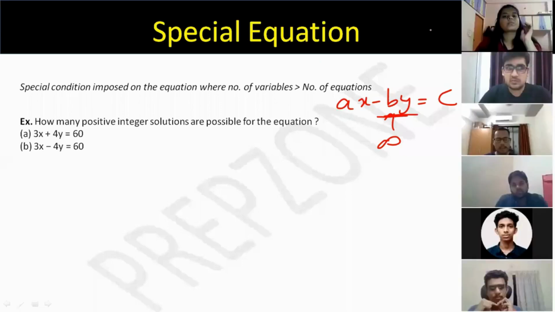I'm just generalizing what I've just told you, and I'm asking you a question. If there's a minus sign, and a and b are integers, how many positive integral solutions are possible? Will it always be infinite, or can there be some constraint? Not necessarily. Okay. Can anyone explain? Ankur, would you like to explain?